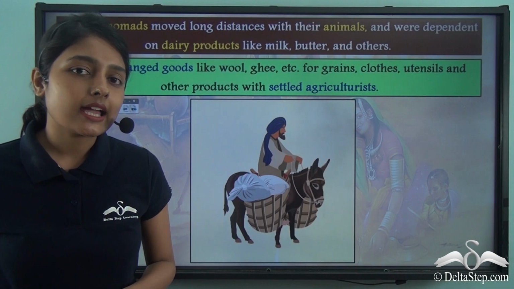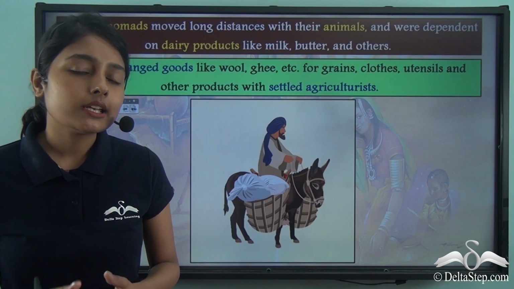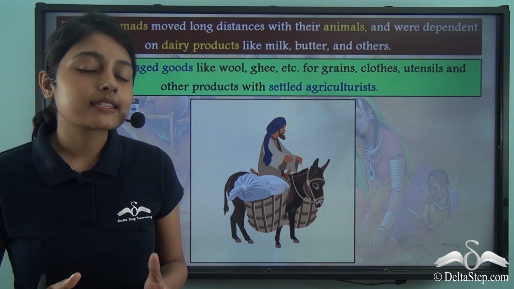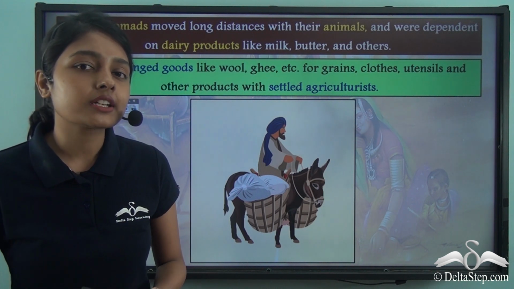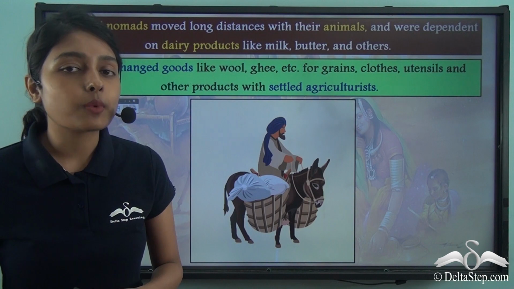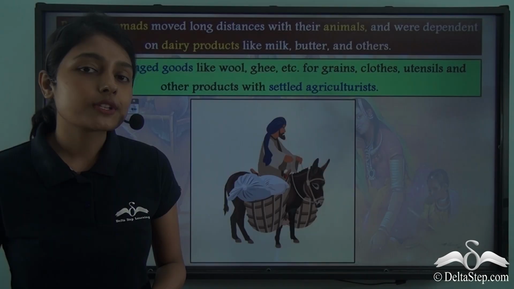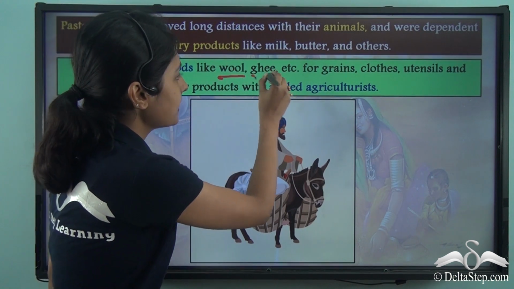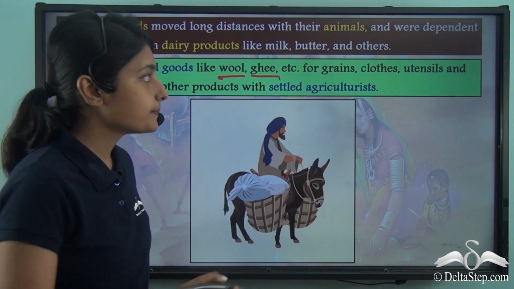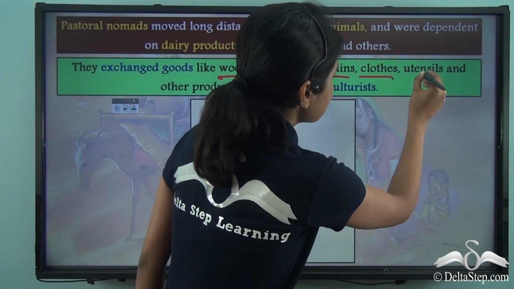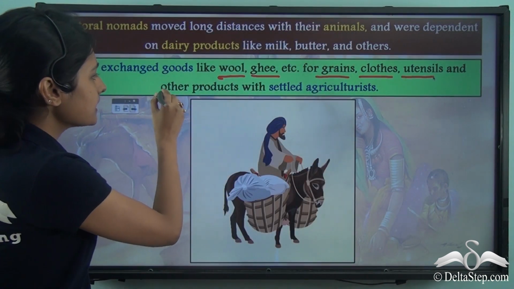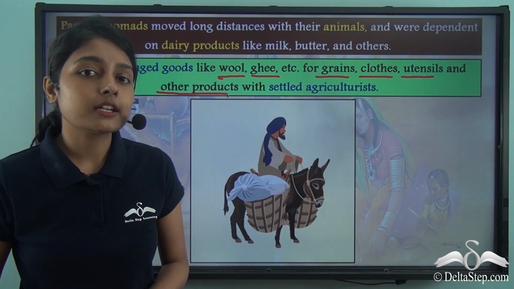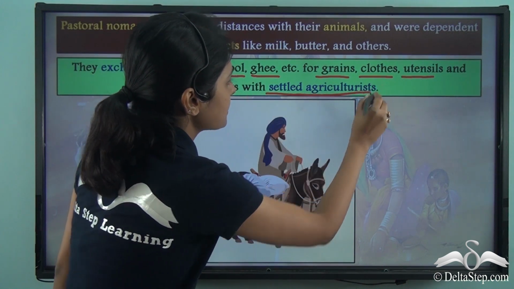So we have learned that these pastoral nomads relied upon their animals. These animals provided them different kinds of products which they required for their sustenance. Now these pastoral nomads supplied products like wool and ghee in exchange for grains, cloths, utensils and other products that were provided by the settled agriculturists.